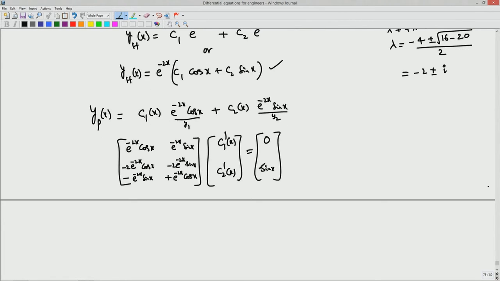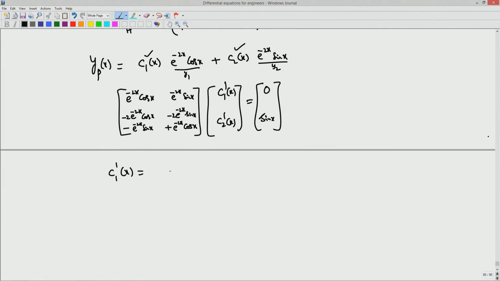This is the system where C1 and C2 satisfy this system. So, for this you can actually calculate what is C1 dash and C2 dash. C1 dash of x is simply e power minus 2x sin square x. What is C2 dash of x? So, you can invert this system directly and write. So, what is the inversion of this? So, 1 divided by what is the determinant of this matrix?